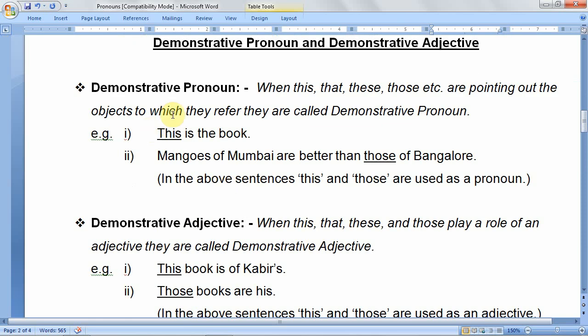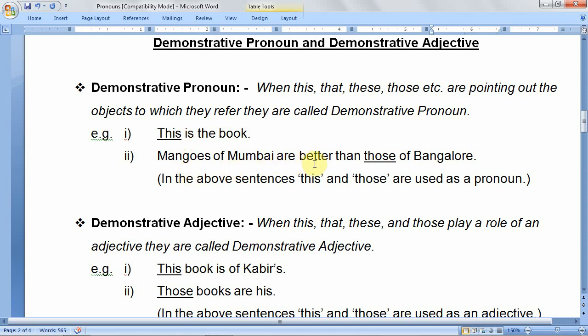Now, demonstrative pronoun. When this, that, these, those, etc. are pointing out the objects to which they refer, they are called demonstrative pronouns. Now please pay attention. This is the book. Here "this" is a demonstrative pronoun. It did not come before the noun. It is just before the helping verb itself. It is the starting word. That's why it should be considered a pronoun.